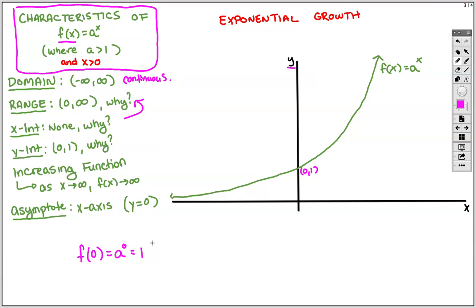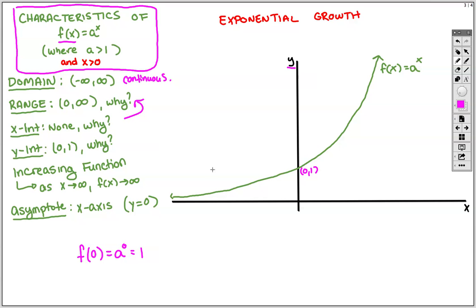Any real number raised to the 0 power is 1. Always, always, always. So that's why when x equals 0, y equals 1. And the y-intercept for this type of function is (0, 1), excuse me.